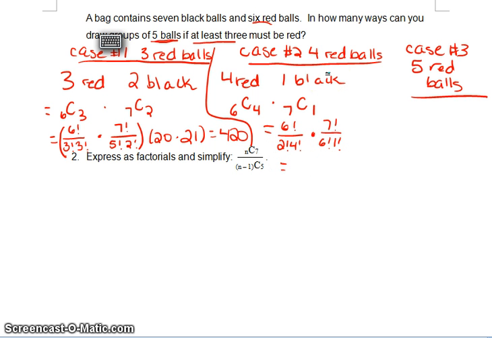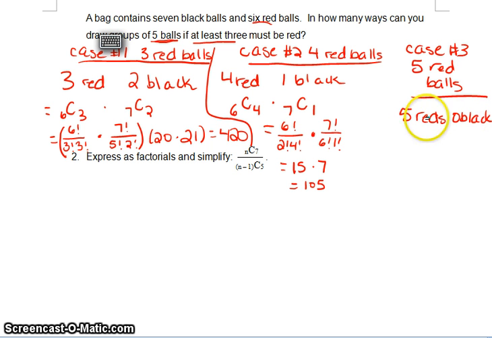which is equal to, if you put this into your calculator, this combination here should equal 15. And this one here should be 7. So 15 times 7 is 105. So there are 105 different ways to choose 4 red balls and 1 black ball. And so for our last case, we have 5 red balls and 0 black.